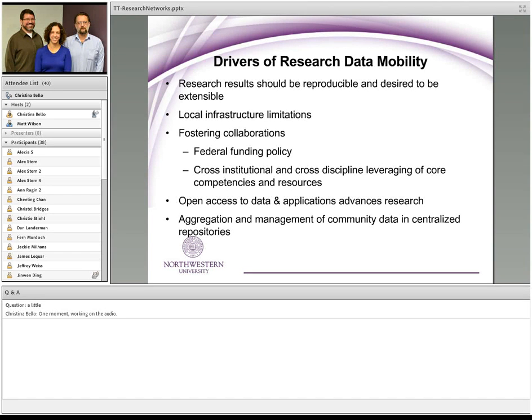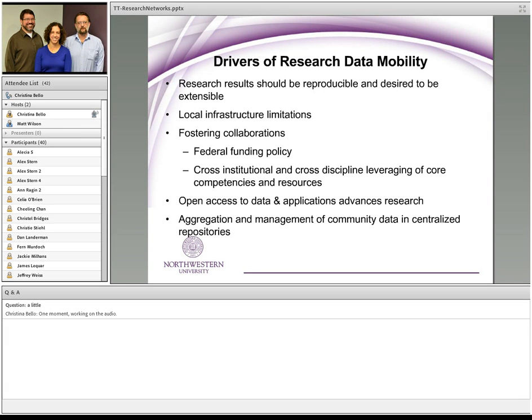Also, we need to foster collaborations. Collaborations that are typically promoted by federal funding policies. Let me explain that because it can be very important, especially to researchers. Federal funding policies nowadays advocate for researchers to come together to submit grants for funding. They strongly encourage cross-institutional and cross-discipline collaboration. And not to say that, if you don't do that, you're not going to get the money from the federal government. It's just that they look favorably upon these conditions.